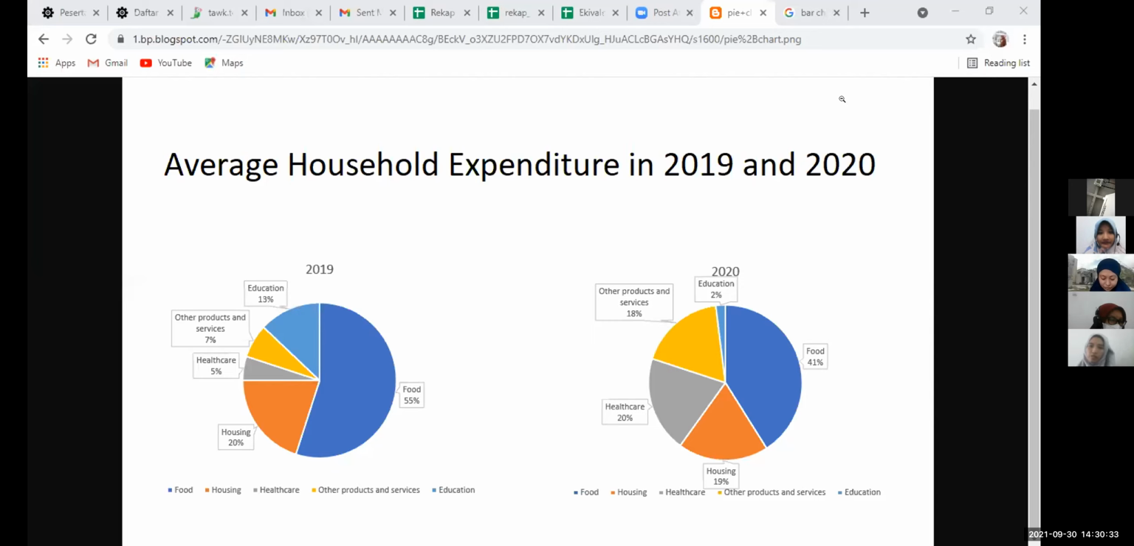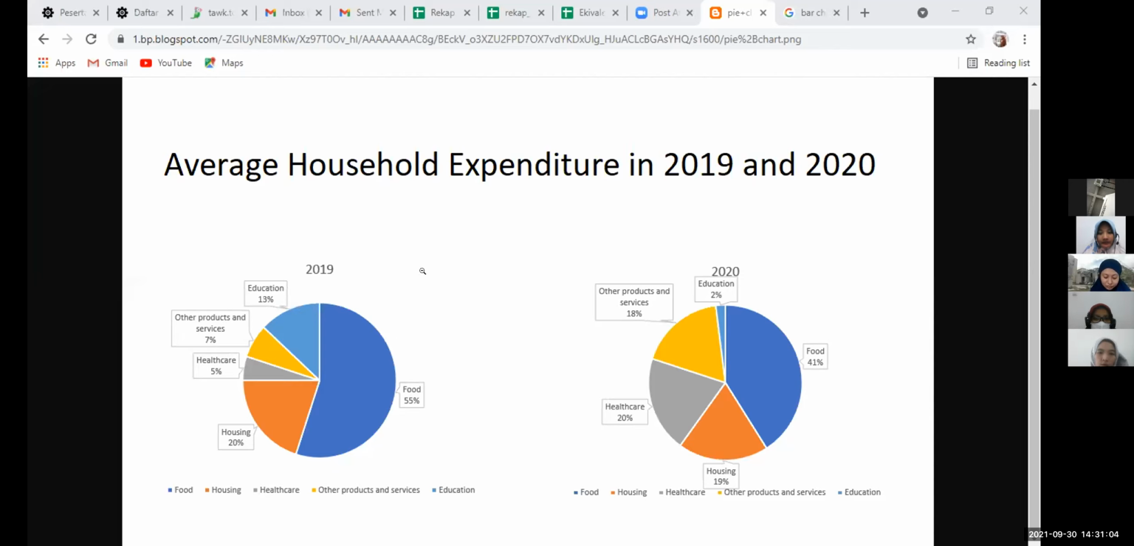Okay. Let me try to explain about the average household expenditure in 2019 and 2020. This is the difference in the average household in both years, and I think there are differences in the increase and decrease in food, housing, healthcare, other product and service, and education.